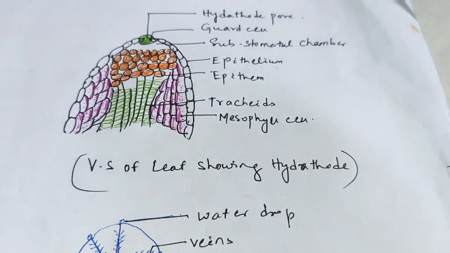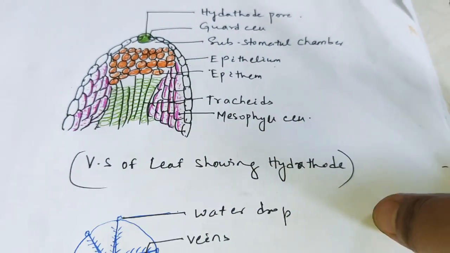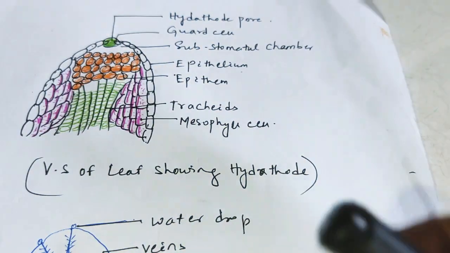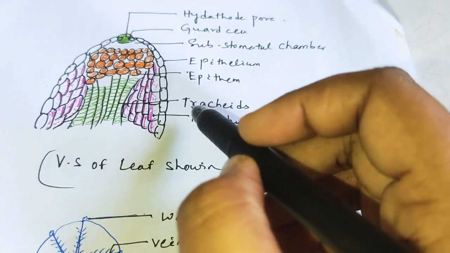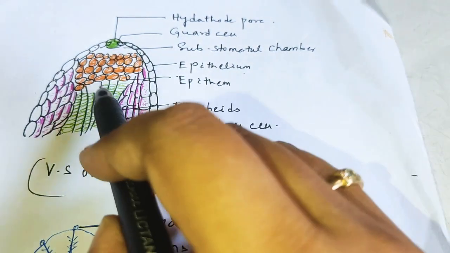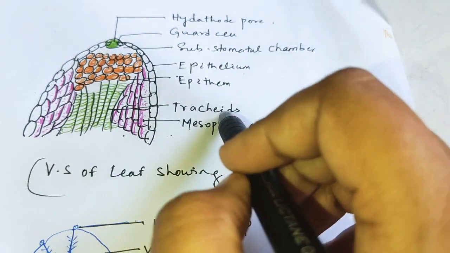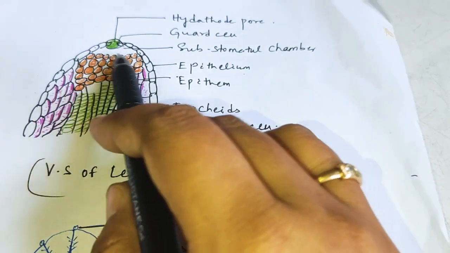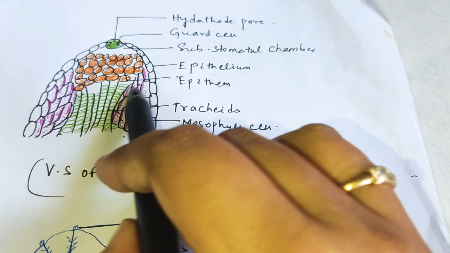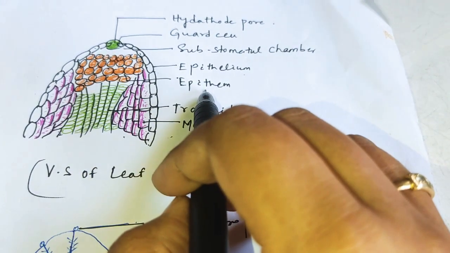So what happened in this case? The hydathodes are the openings or pores present at the leaf margin. So here what happened? See, the mesophyll cells and the intercellular spaces. The mesophyll cells, and in between them the intercellular spaces, form this structure. This structure is called the epithem.